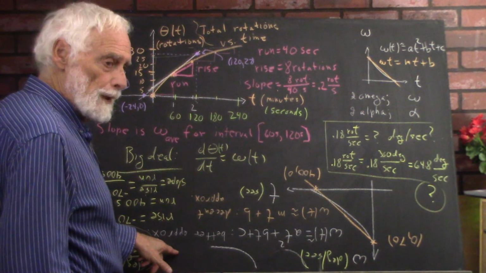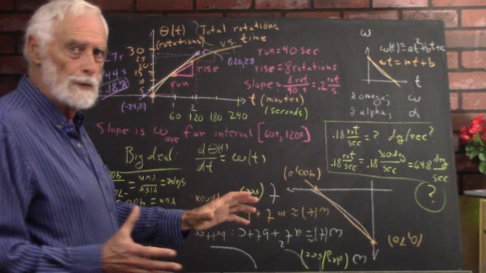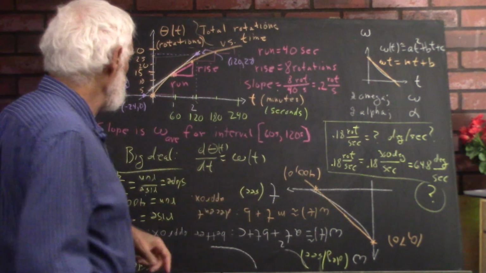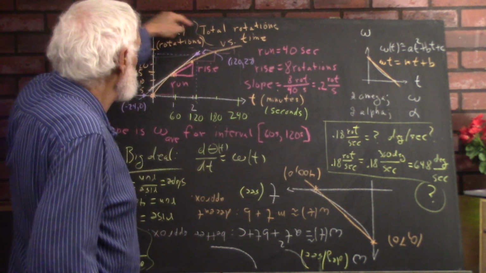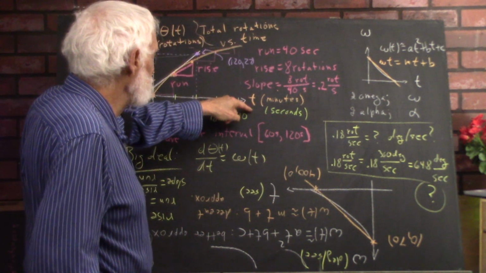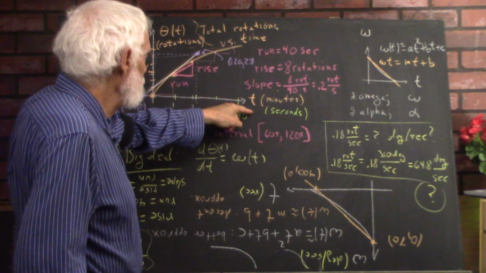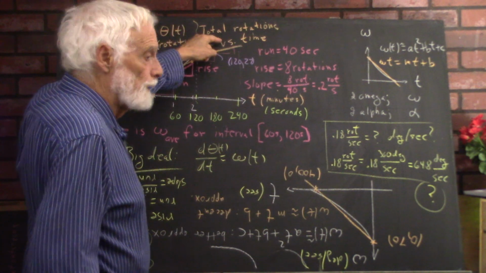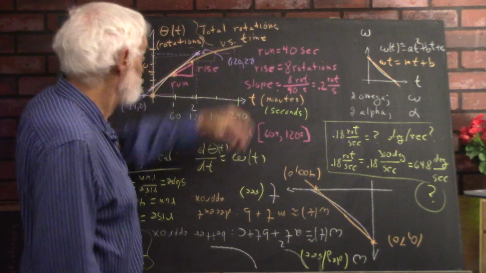So we'll talk about this in a minute, but I'm going to focus here for a minute because you have the perspective of the earlier videos now. So here's theta of t, total rotations versus time t in minutes. Theta standing for the total rotations. Here's the graph.